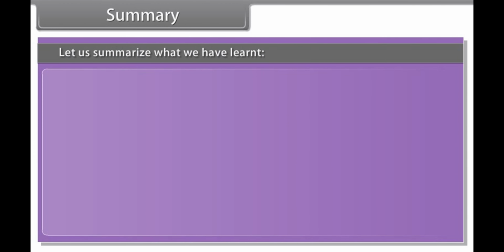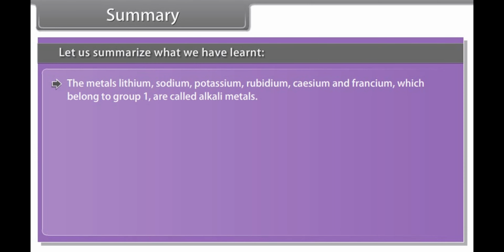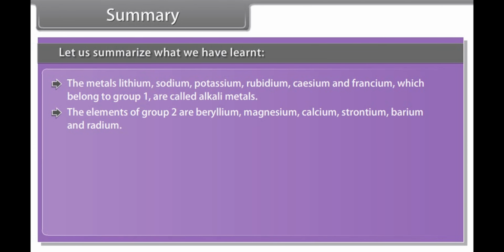Summary. Let's summarize what we have learnt. The metals lithium, sodium, potassium, rubidium, cesium, and francium, which belong to group 1, are called alkali metals. The elements of group 2 are beryllium, magnesium, calcium, strontium, barium, and radium.